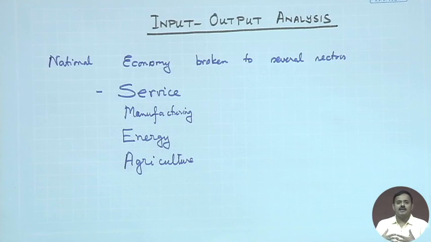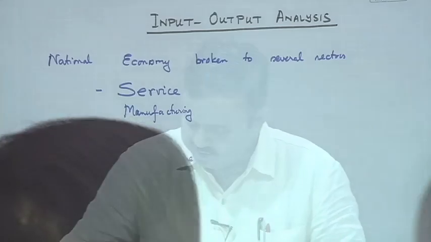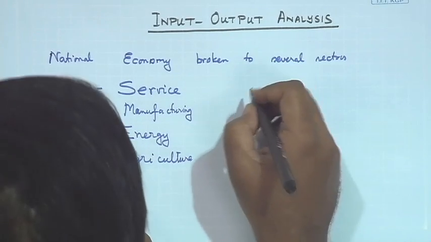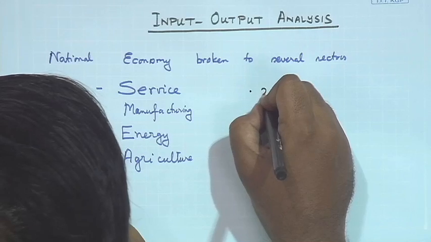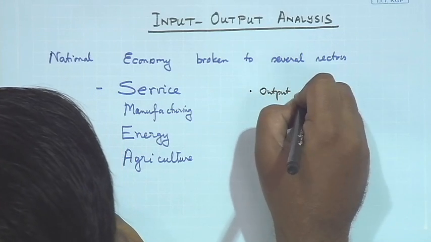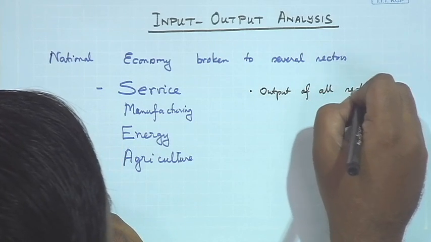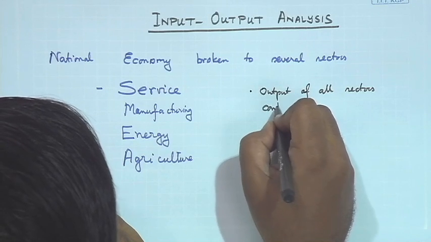All right. If you look at this, all these sectors have outputs, but what is more important is the output of all the sectors. If you take any sector, the output of that sector goes as input to other sectors. For example, let us take agriculture. Let me write down what I just said: first of all, output of all sectors contribute to economy.